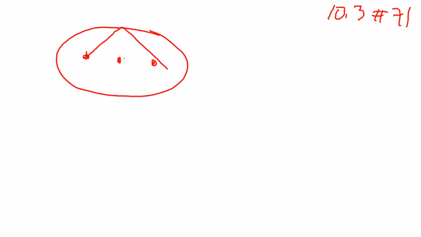Alright, 10.3, number 71 is another word problem dealing with ellipses. It's a whispering gallery. So if you remember, when I've got an ellipse, I've got a center, I've got foci. We talked a little bit about how the sound will bounce up and then right down to the other side if you're standing from one focus to the other. So that's kind of what this one is about.